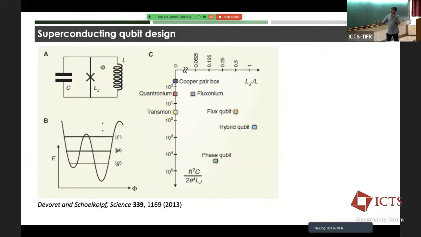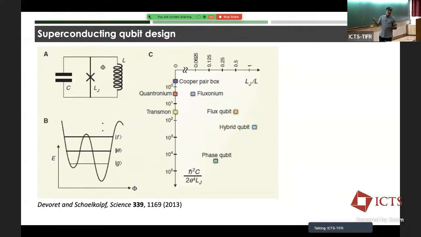Okay. Yeah, so this is a map from 2013, slightly outdated. There are some new types of qubits, which I won't even have time to discuss. But it emphasizes this idea that you have three building blocks: a capacitor, a Josephson junction, and a linear inductor, and that's it. But by combining them in different configurations and different values, you can create all kinds of Hamiltonians. And that already gave rise to a zoo of different kinds of qubits.